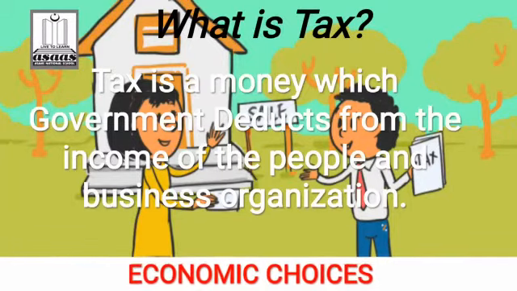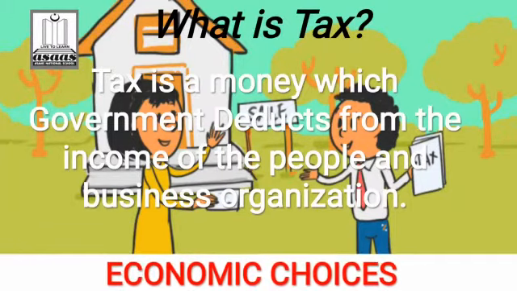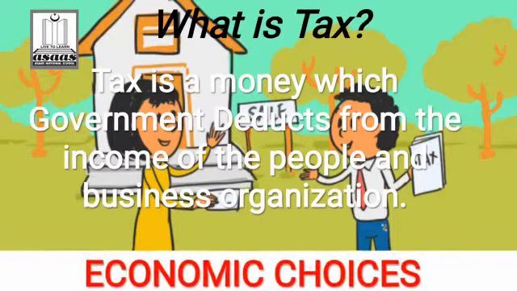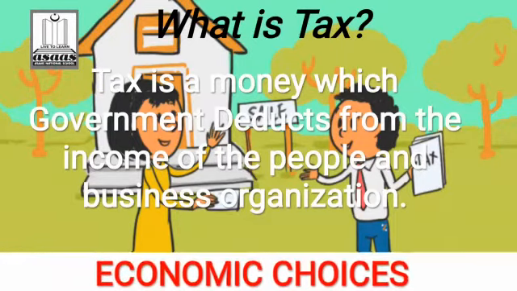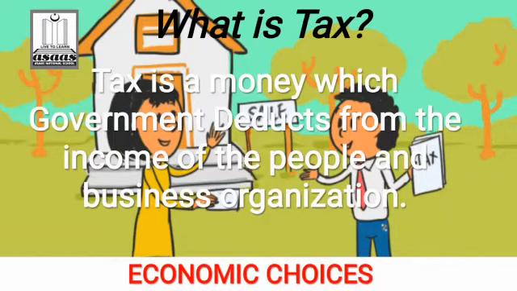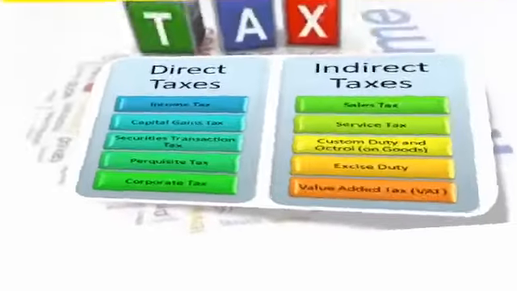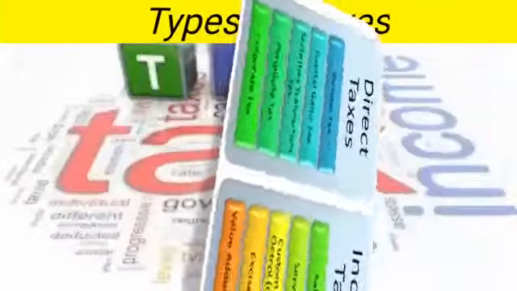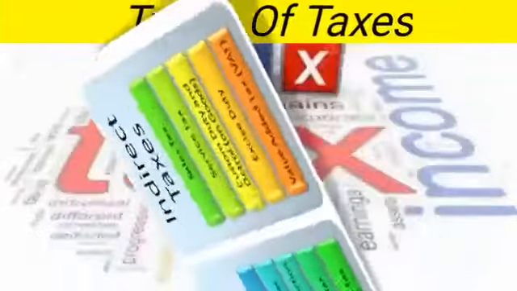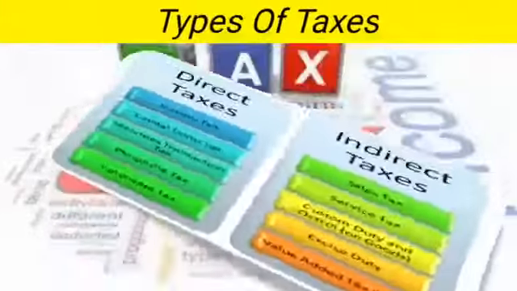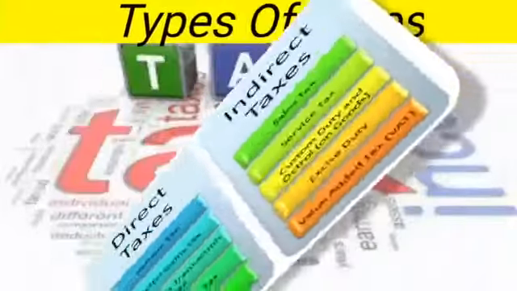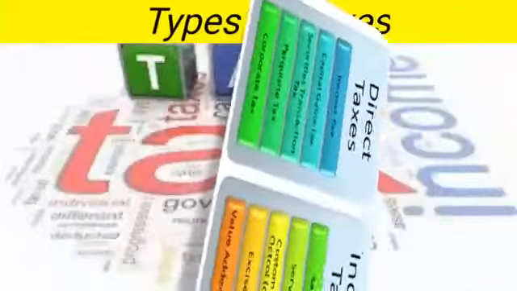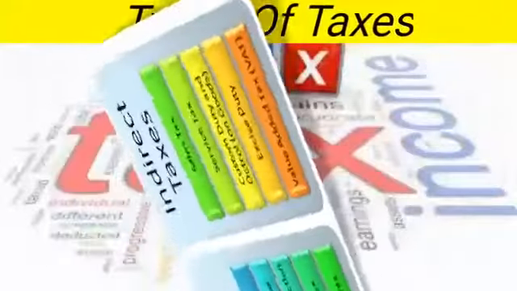Well, students, in our previous lecture number 7, I told you that tax is the greatest source of providing public goods and services. Students, tax is the money which the government deducts from the income of the people and business organizations. And guys, the government in the form of taxes collects money through different ways. These are called taxes. And there are 2 types of taxes, direct taxes and indirect taxes.